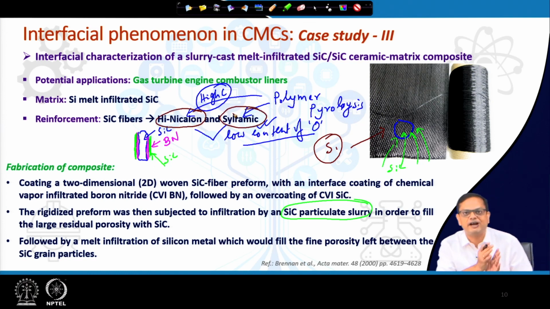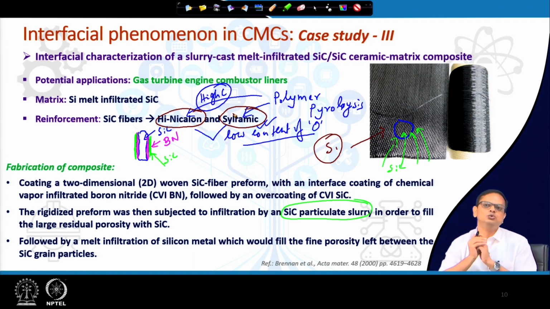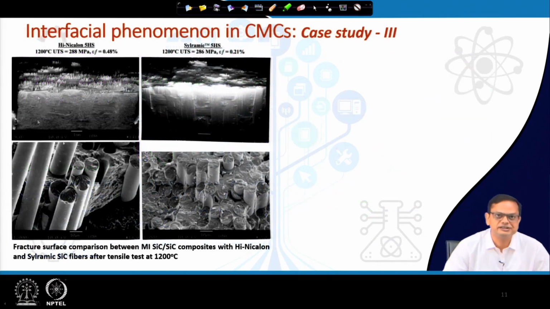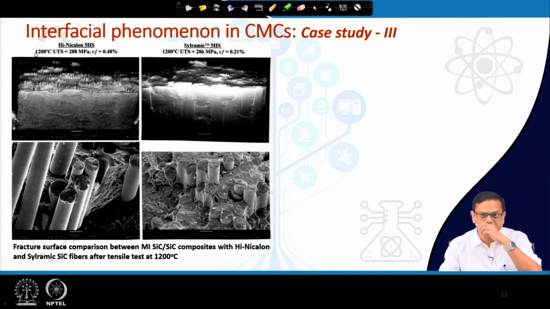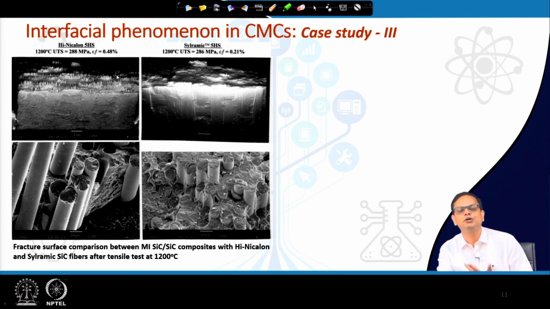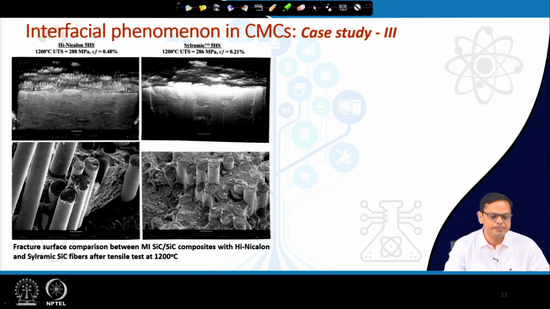We have used two different kinds of fibers. So, the aim would be to understand, if we use these two different kinds of fibers, what kind of changes in properties we will be seeing. So, let us go into that. The first image we are seeing here is the fractured surface of tensile test samples, and this tensile test has been done at a higher temperature, 1200 degrees Celsius. All the mechanical testing on these samples is done at higher temperature, because we are looking for high temperature applications.